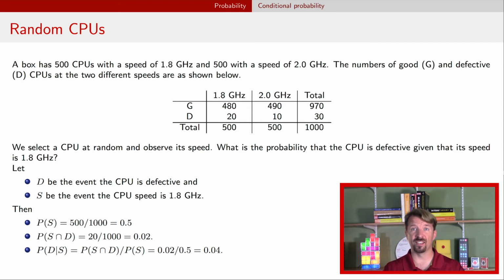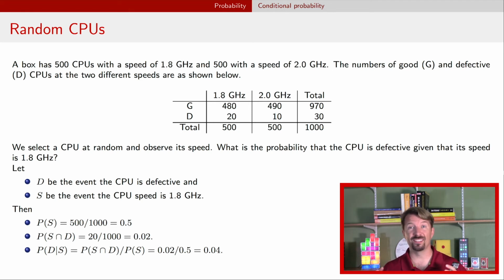Now we have the probability of the intersection of the two events of the speed being 1.8 and the device being defective. Well, we can see from the table that there are 20 out of the 1,000 CPUs that have both that speed and that are defective. And so we have a probability of 0.02. Now the definition of conditional probability said to find the probability of being defective given the speed is 1.8, we take the probability of the intersection between those two events, which was 0.02, and we divide by the probability of the event on the right-hand side of the conditioning bar, in this case the probability of the speed being 1.8. That probability was 0.5. We take that ratio, 0.02 divided by 0.5, we get a probability of 0.04.